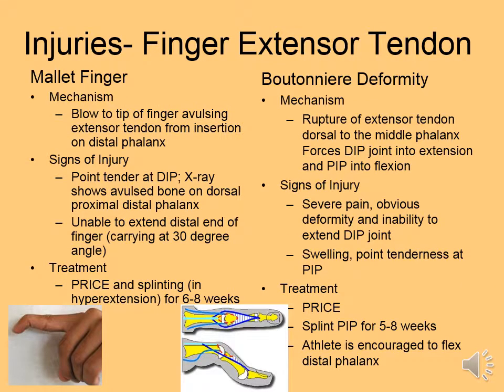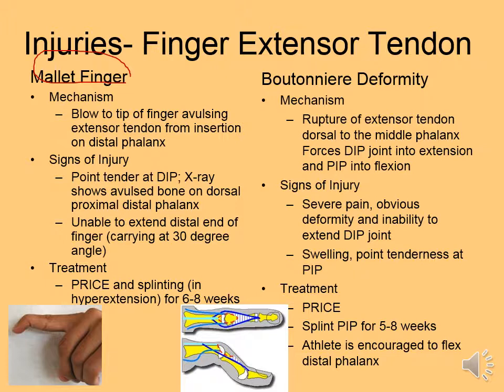As far as injuries to our tendons, the first two we're going to talk about are injuries to the finger extensor tendons. So the first one is called mallet finger. So this is a picture of mallet finger. So basically that distal phalange is held at 30 degrees from the rest of the finger, and that person cannot extend it, that it's just stuck in that position.